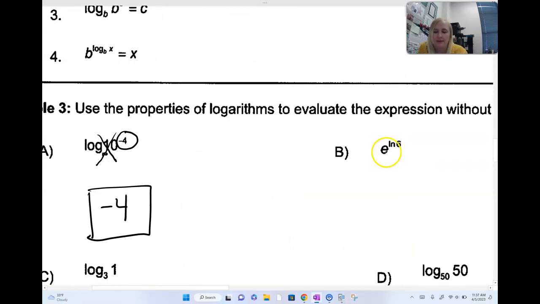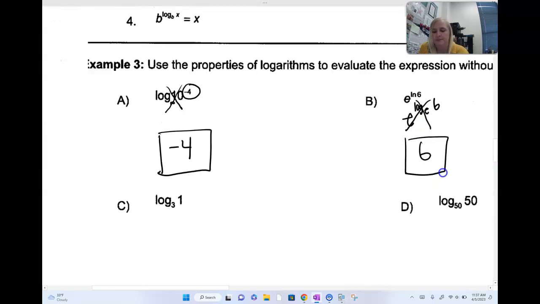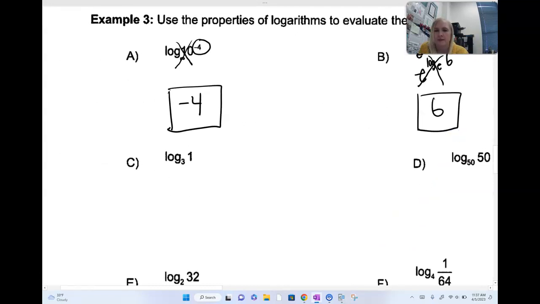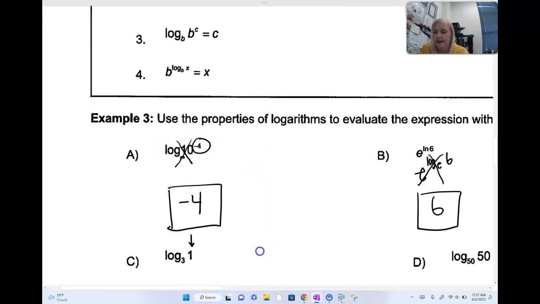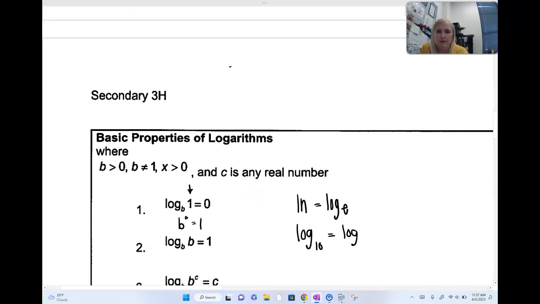All right, next one, we have that e to the natural log. That would be e to the log base e of 6. So now the bases are the same, cancel it out, and we're left with 6 as our answer. Next one, we have log base 3 of 1. Well, they don't match, but remember that property where we have a 1 on the inside, it's going to equal 0.